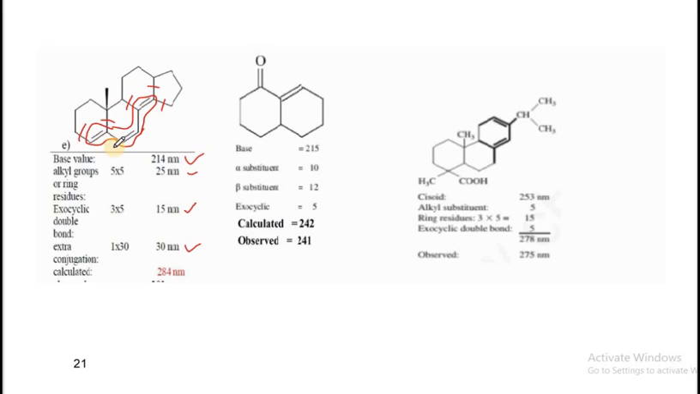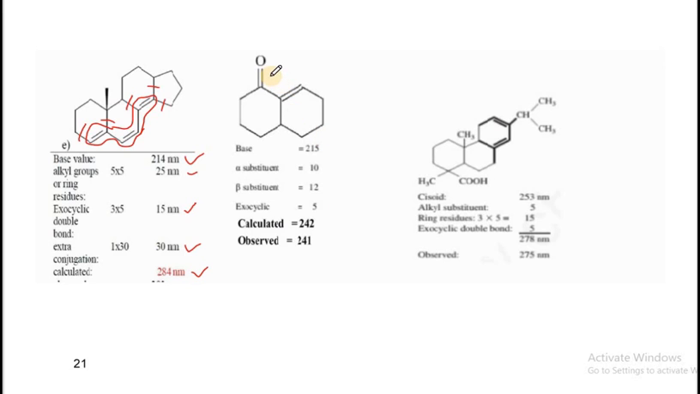So it has a diene system, so 214 nanometer, 1 double bond extending conjugation, so 30 nanometers added, and then 3 exocyclic double bonds, this is equivalent to 2 and this is 1, and therefore 15 nanometer, and there are 5 ring residues, 1, 2, 3, 4, 5, so 25 nanometer. So after adding all this we get 284 nanometer.